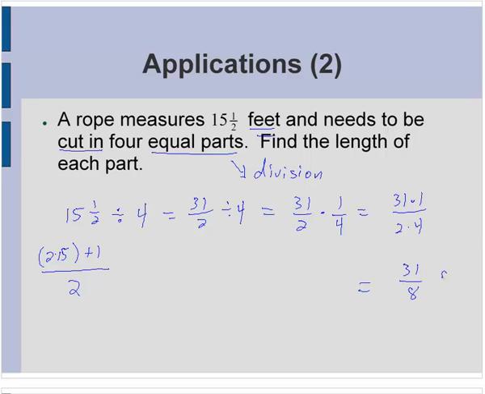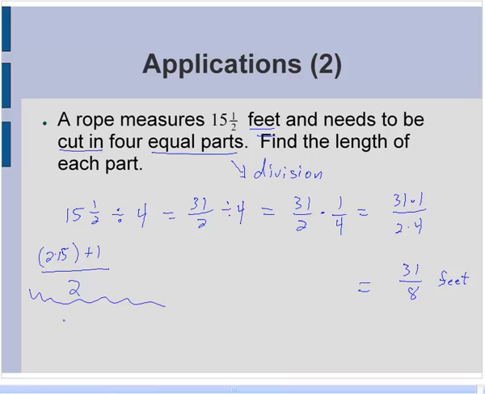And if you wanted to go back to a mixed number, which is not necessary unless it's asked for, we would divide 8 into 31. It goes in 3 times with a remainder of 7, so we would write 3 and 7/8 feet.